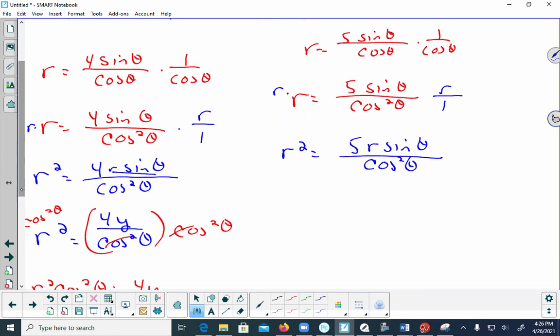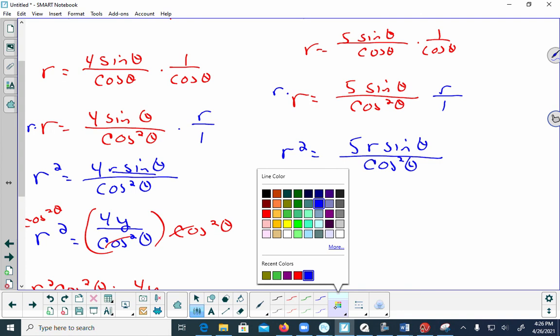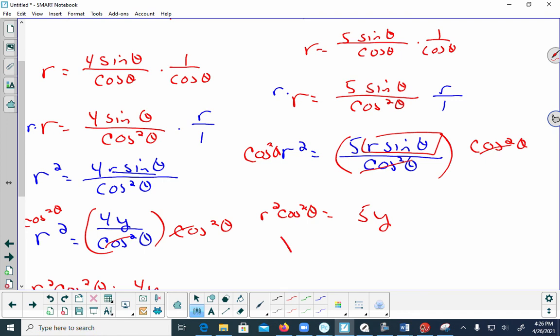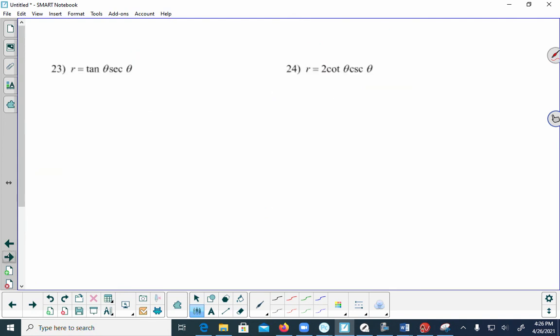I'm going to do two things at once in this step since we just kind of did this problem. I'm going to multiply both sides by cosine squared, and then I'm going to change this r sine theta to y. So I'm going to have 5y is equal to r squared cosine squared theta. Well, since they're both squared, I can make this x squared is equal to 5y. y is equal to x squared over 5. And that is my final answer.